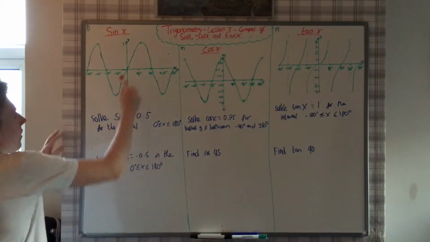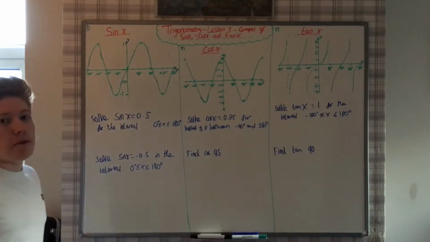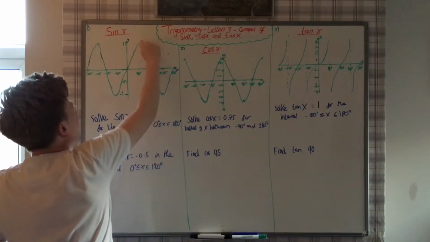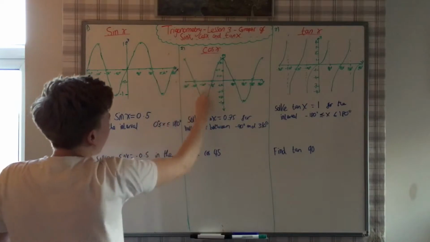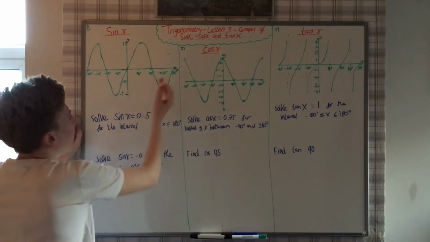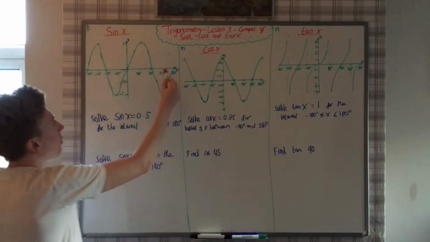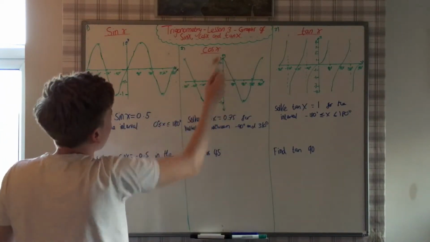Now, this is a periodic graph. Now, what I mean by that is it will continue forever. So it will go up to there, down to there, up to there, down to there, and so on and so on. So effectively at 360 degrees, the graph is starting again from 0. It will go up, then it will go down, then back up.